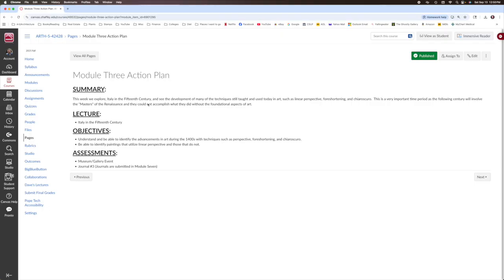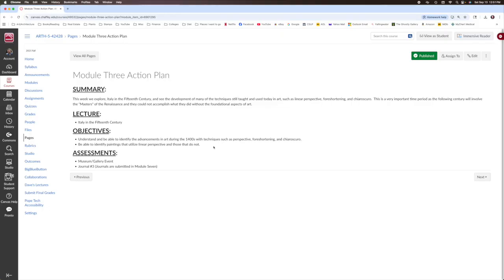The summary of the lecture for this week. We just have one lecture, Italy in the 15th century. The objectives. This is the time period where we learn about perspective, foreshortening, chiaroscuro, some basic elements that artists are still taught today in school. All of those developed during this time period, during the 1400s.